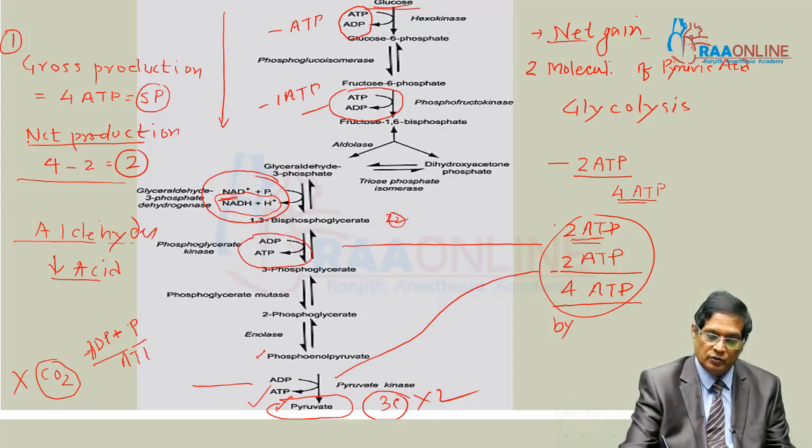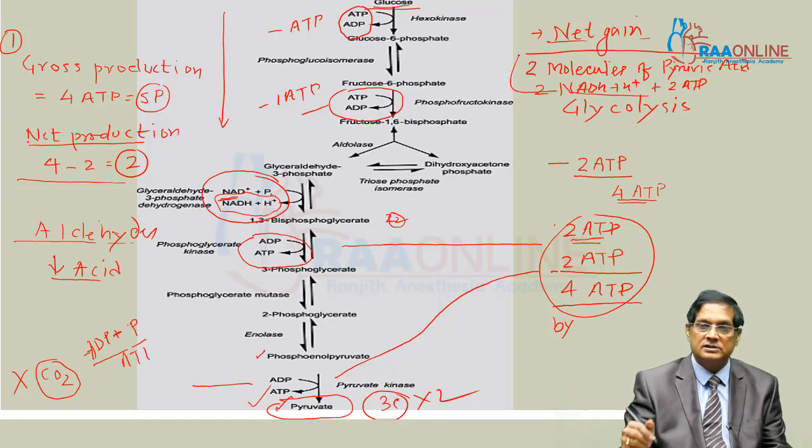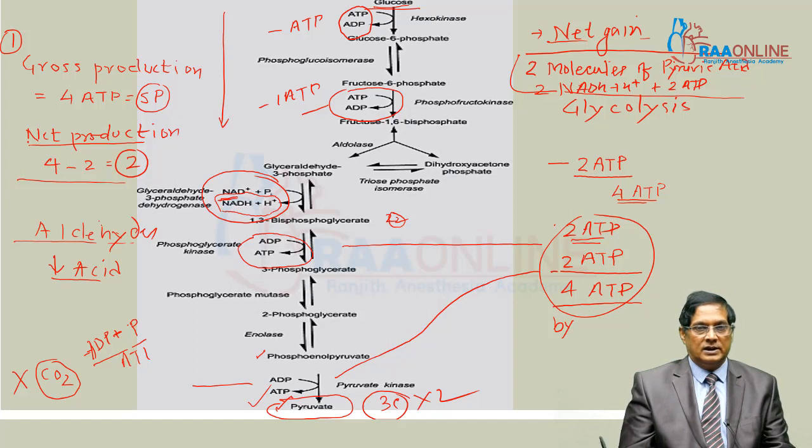2 molecules of pyruvic acid, 2 NADH plus H, and then 2 ATP. This is the net gain of glycolysis. This is the summary of glycolysis.